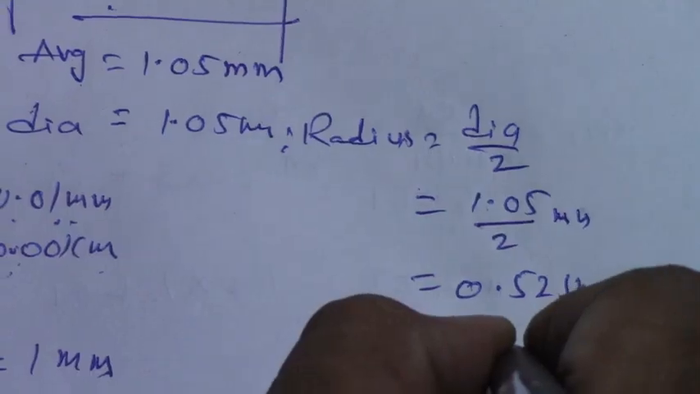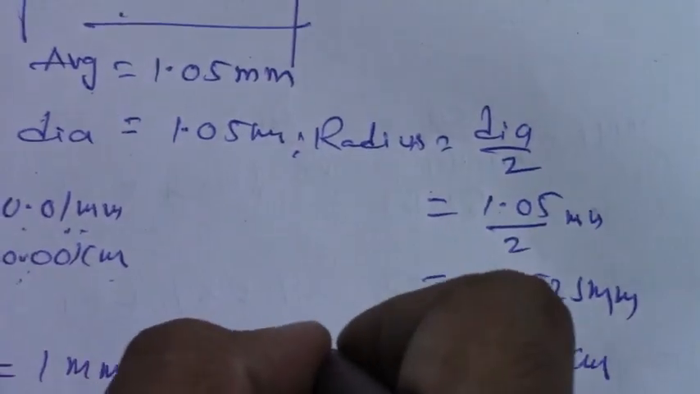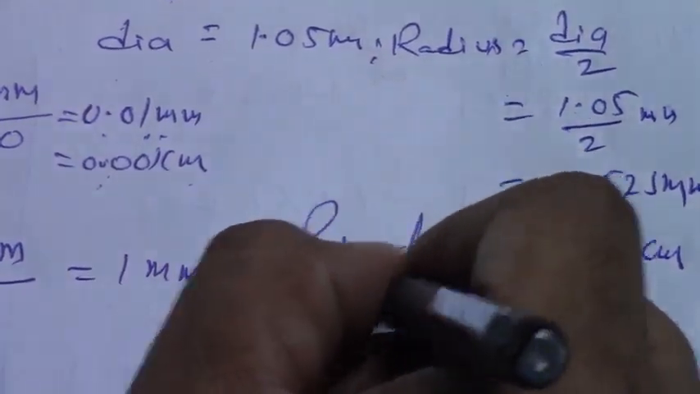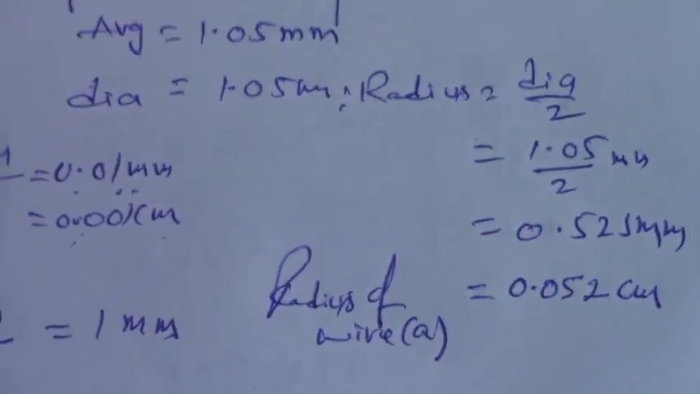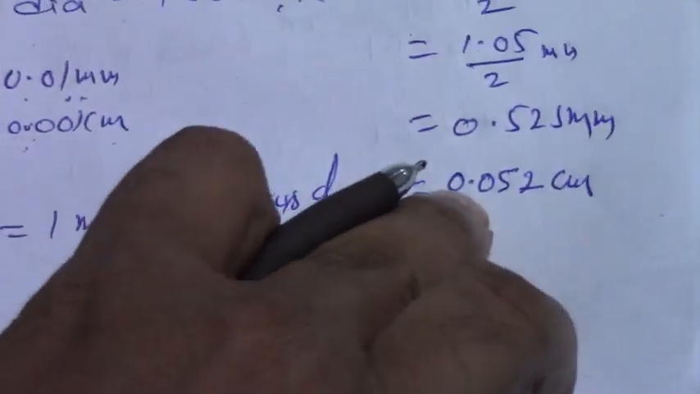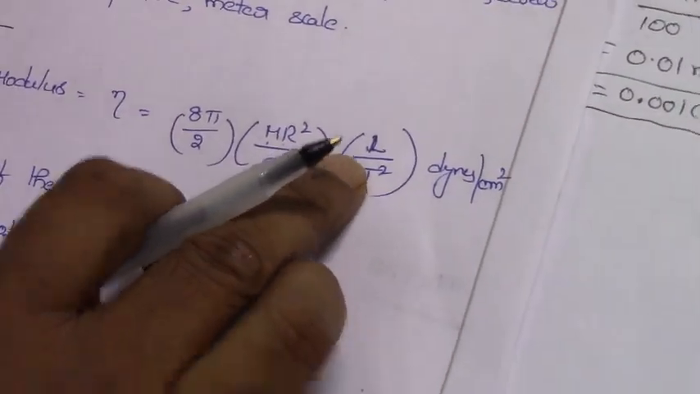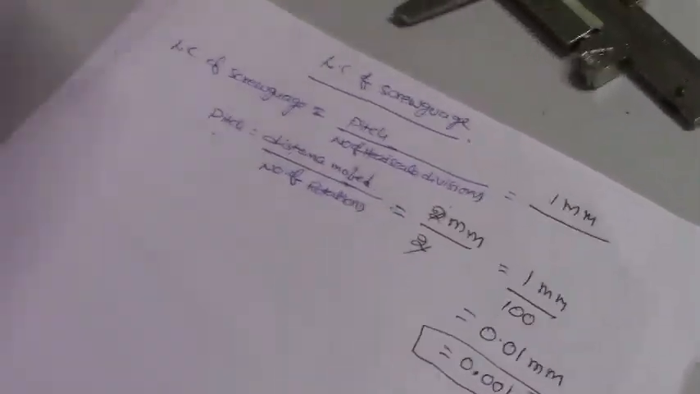Convert this into centimeters, students. What should we multiply? We should multiply by 0.1. So obviously it becomes 0.052 in centimeters. So we determined the radius of the wire. This is nothing but small a. So students, we determined the radius of the wire a as 0.052 centimeters. Next, how to evaluate L by T square? For this, let us start the experiment.